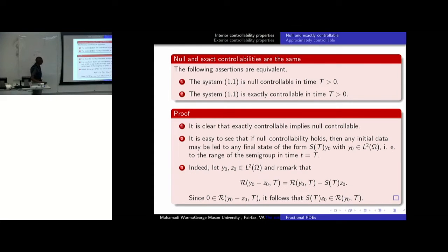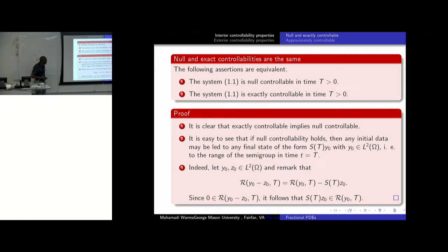Now, let's see the first one. One can prove that the system is null controllable if and only if it is exactly controllable. For the heat equation, null controllability is equivalent to exact controllability. How do you see it? It's clear that exact controllability implies null controllability, because exact controllability means that you give a target yd and your solution at time t coincides with the target. Then I will take my target to be 0. So exact controllability implies null controllability.